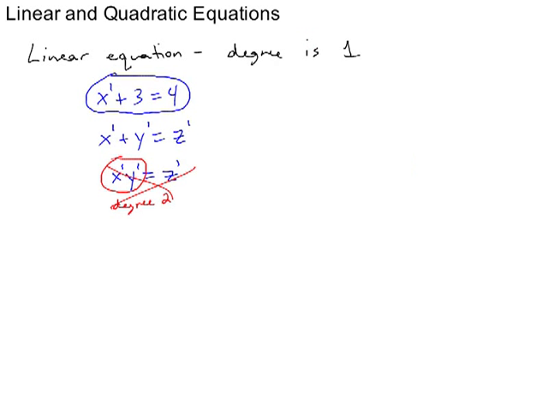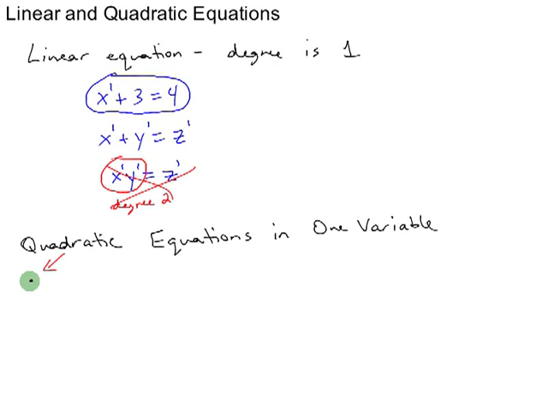Okay, so now let's look at quadratic equations in 1 variable. So we're just going to look at the 1 variable case here. Quadratic means that the degree is 2. So a quadratic equation might be x squared plus 4x equals 5. Okay? And so lots of examples.